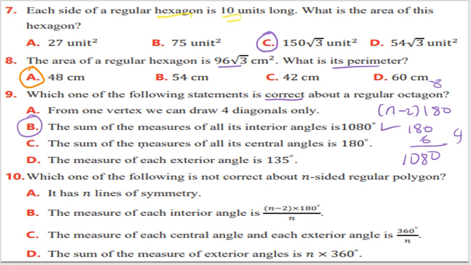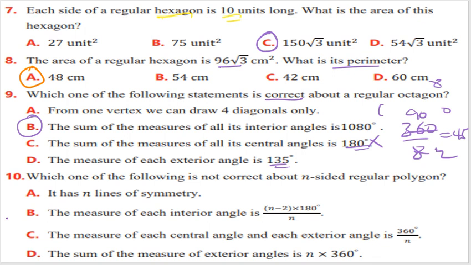But let's check the others. The sum of the measures of all central angles is 180. Say central angle formula: in case of a regular polygon, the central angle is 360 over n. So if n is 8 this time, 360 divided by 4 is 90, and 90 divided by 2 will be 45. It's not 180, wrong. The measure of each exterior angle is 135. The exterior angle formula is also the same as the central angle formula. It must be 45, so that's not correct. So the answer is B.